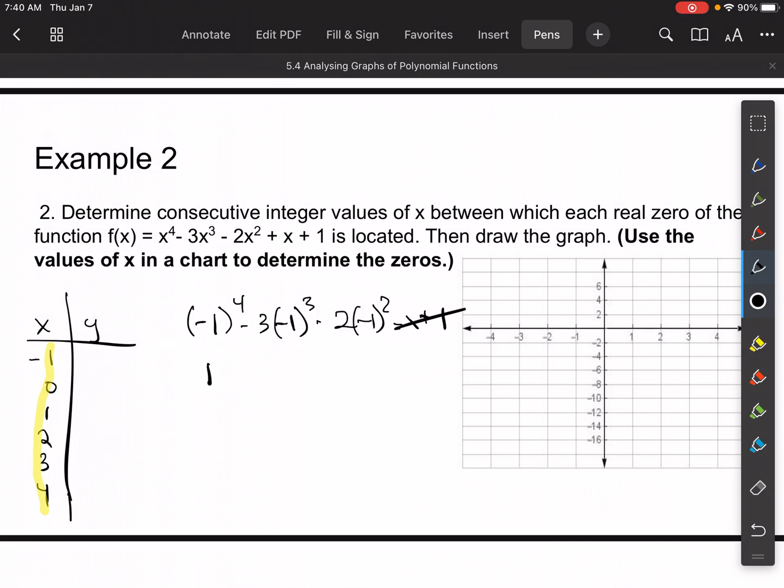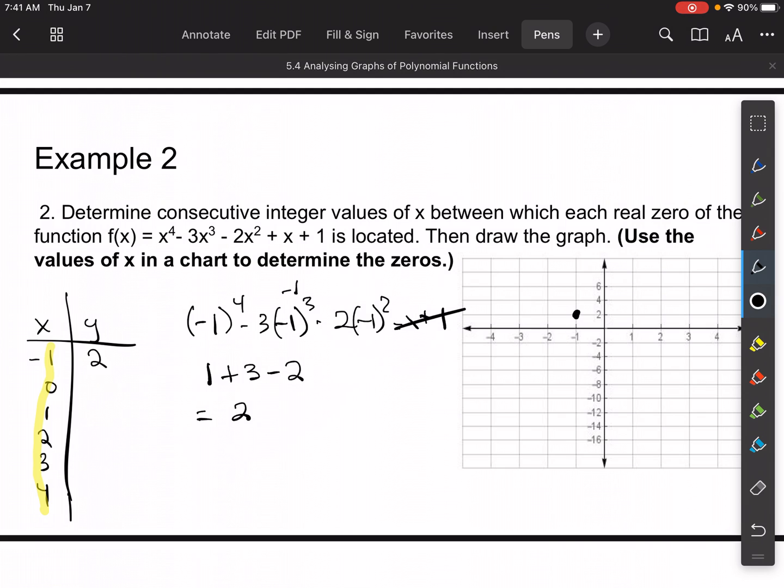Negative 1 to the 4th is 1. Negative 1 to the 3rd is negative 1. Negative 1 times negative 3 is positive 3. So I have 1 plus 3. Negative 1 squared is 1. 1 times 2 is 2, so we're going to subtract 2. Okay, so when I plug in a negative 1, I get 1 plus 3, which is 4, minus 2, which is 2. So at negative 1, I'm at 2.